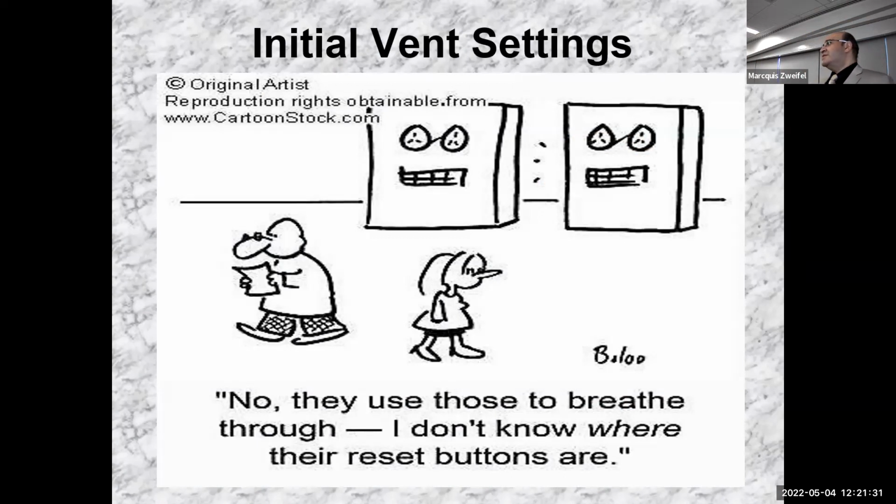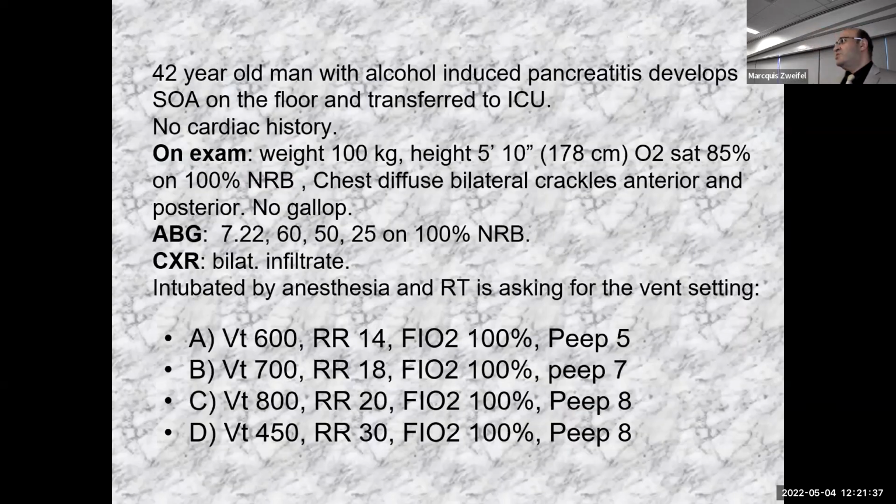Okay, so in initial vent settings, we'll talk about some different diseases and we'll see how we can set the initial vent settings. I will start reading the case and then we will have the options. A 42-year-old man with alcohol-induced pancreatitis develops shortness of breath on the floor and is transferred to the ICU. No cardiac history. On examination, he weighs 100 kilos. He's 5'10". Oxygen saturation 85% on 100% non-rebreather. Chest: diffuse bilateral crackles anterior and posterior.